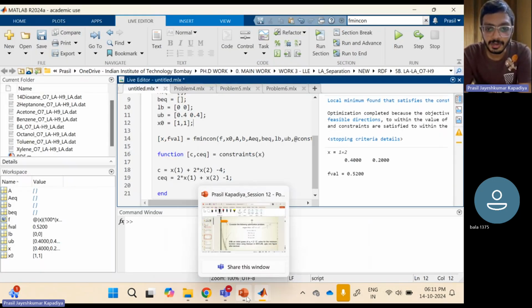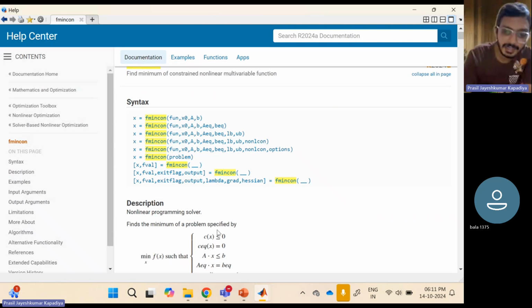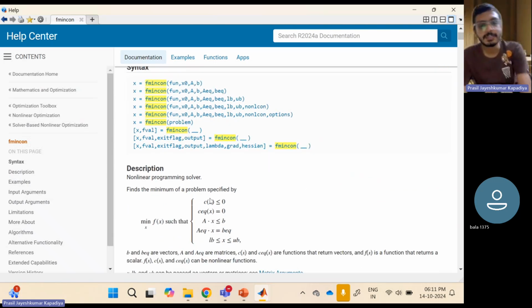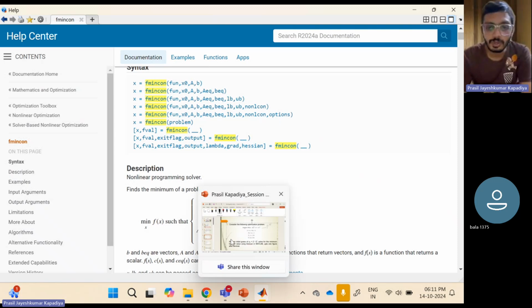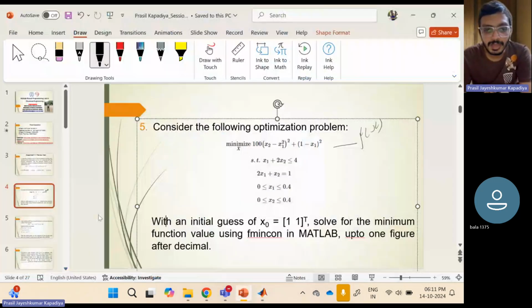This is a bit complex, but if you practice it, it is easy. So this syntax you just need to remember: c of x is less than equal to 0, ceq equal to 0. And these two are generally, if it is there, we can have a look. Okay. And you need to define them accordingly. Okay. So let's move on with the next problem.